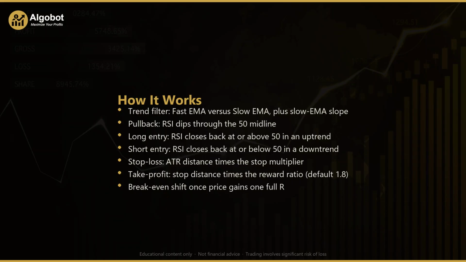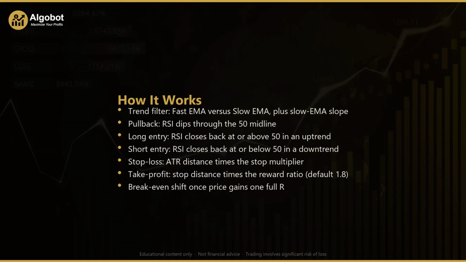Let's walk through the mechanics step by step. Everything the EA does happens on closed bars, so it never reacts to a half-formed candle. It waits for each bar to finish and then makes one clean decision. The first job is to read the trend. The strategy compares the fast EMA with the slow EMA and also checks the slope of the slow line over the last several bars, set by the slope lookback parameter. When the fast EMA is above the slow EMA and the slow EMA is rising, the strategy considers the trend to be up. When the fast EMA is below the slow EMA and the slow line is falling, the trend is considered down. If neither is clearly true, the EA simply stands aside.